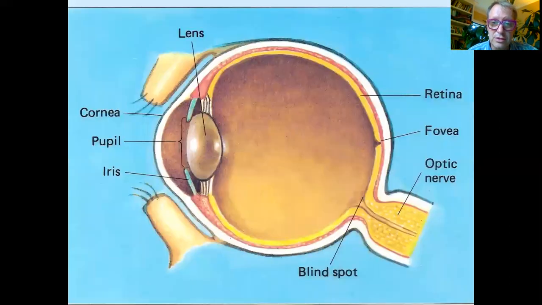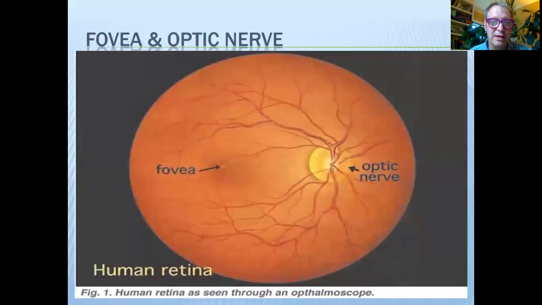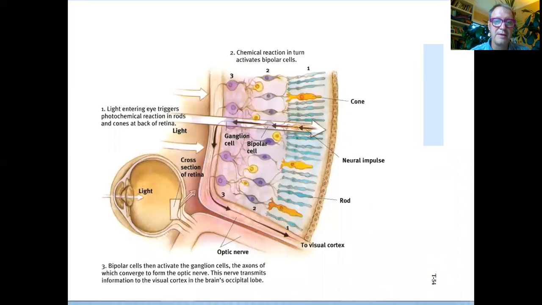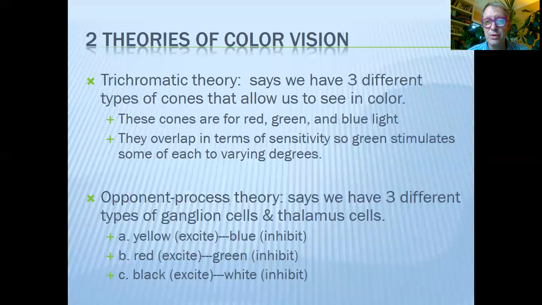Okay, so those are the major structures of the eye. Here's where the optic nerve leaves the eye, and the fovea, where the cones are concentrated. Again, this is another picture of how light comes into the eye and strikes it and then stimulates those rods and cones. The last thing I want to talk about in today's recorded lecture is color vision.